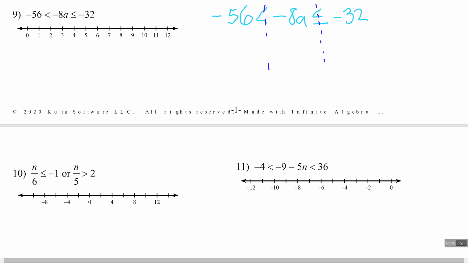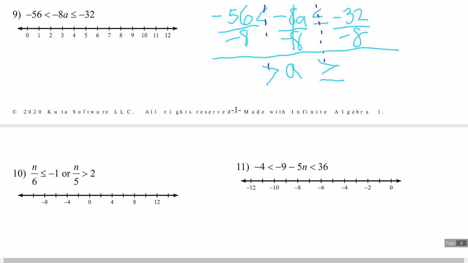Since the variable term is being multiplied by -8, we can divide all 3 parts by -8. Since we're dividing by a negative number, we're going to have to remember to reverse the inequality sign. Okay, so when we divide, we reverse the inequality sign. We can do this part first. This is going to change direction, so it's going to go from less than to greater than. Okay, same thing over here. The less than or equal to, we're going to just change the direction, so now it's going to be greater than or equal to.